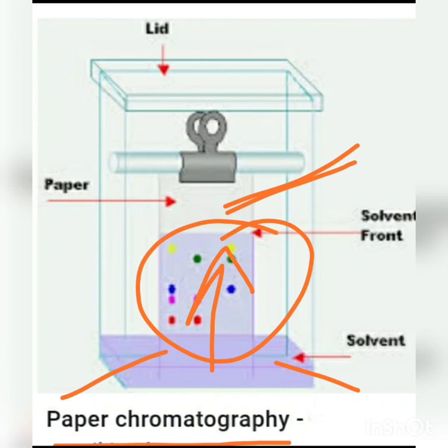The advantages of paper chromatography are: it is used to separate complex mixtures. It can separate very small quantities of a mixture also. It is cheaper as compared to other chromatographic techniques, and it is less time consuming.